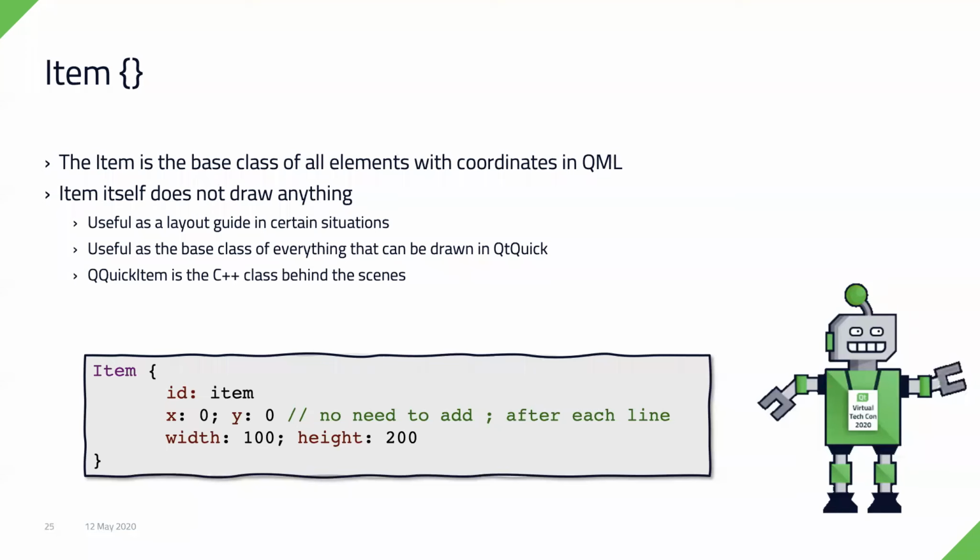The most basic of the elements in QML is the Item element. If you think back to the QQuickItem we were talking about earlier in the rectangle, a QQuickItem is the base class for any element with a coordinate in QML. The item does not draw anything itself, but it's useful as a layout guide. It's useful as the base class of everything that gets drawn in QtQuick. And behind the scenes, it's the C++ QQuickItem. So here we have an item with a width of 100 and a height of 200, and it's just sitting there holding things together for us.